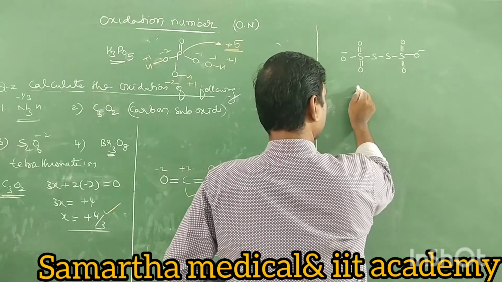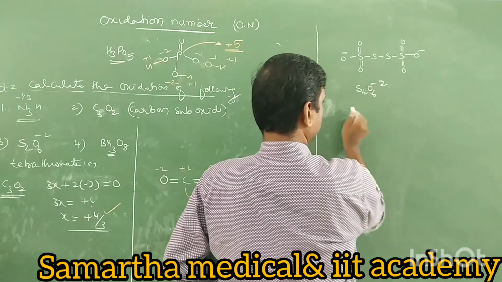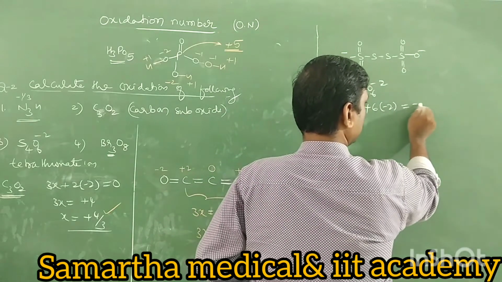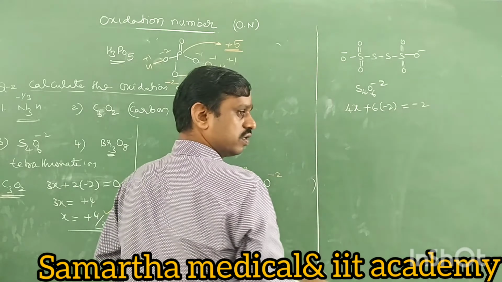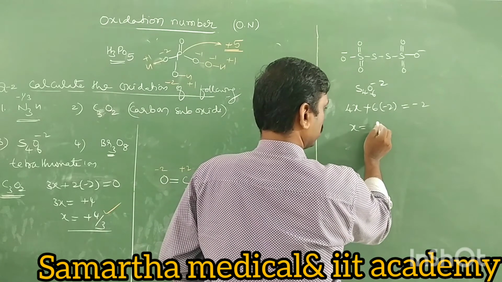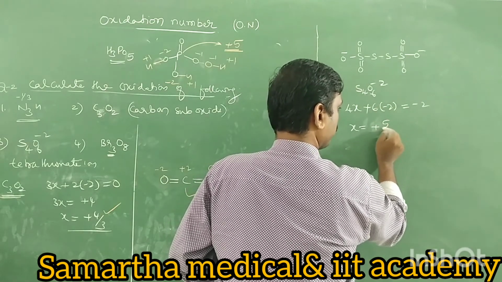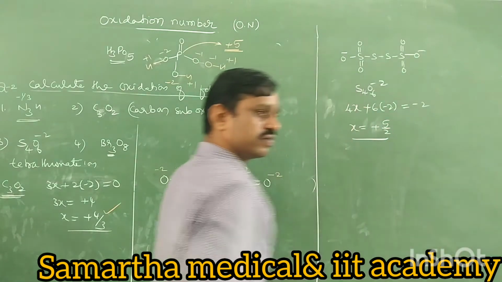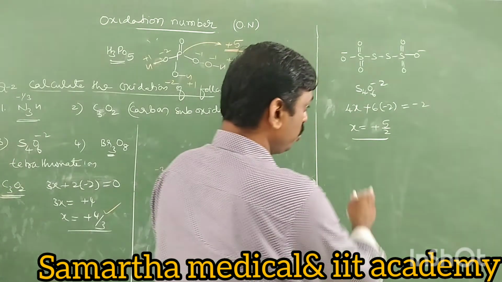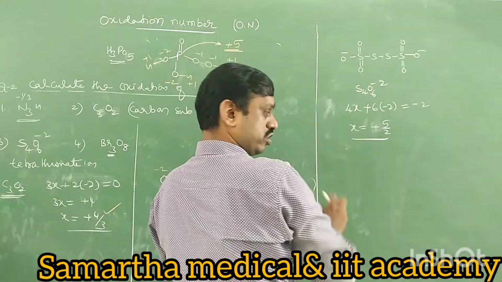If you calculate the oxidation number of S4O6 minus 2: 4 into X plus 6 into minus 2 equal to minus 2. 10 by 4, 5 by 2. Then X equals plus 5 by 2, which is a fraction. Now the question is, how do we get plus 5 by 2? That can be understood by structure.